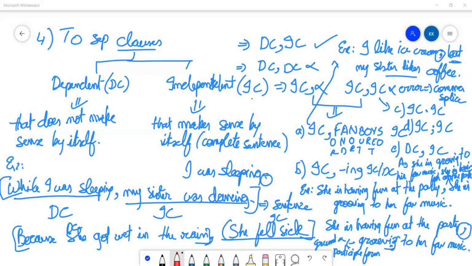So what did I do? I changed any one of those clauses. She's having fun at the party. She's grooving to her favorite music. I changed the second clause into a dependent clause. As she's grooving to her favorite music, she is having fun at the party. So the first part, I made it a dependent clause by just adding the word "as" at the beginning of the clause. You can also say, because she's grooving to her favorite music, comma, she's having fun at the party. Understood? Did you understand what I'm trying to say? Yes, ma'am.